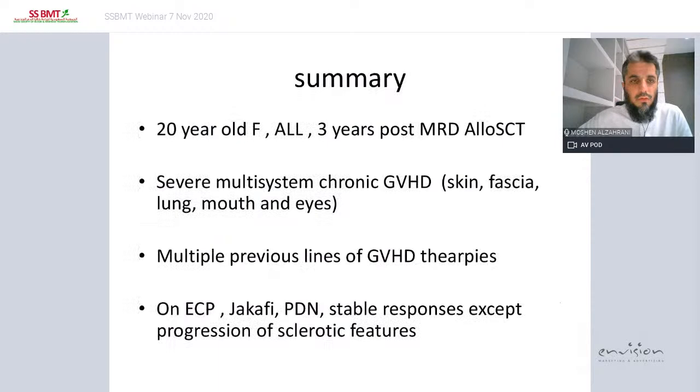So in summary, this is a 20-year-old female with acute lymphoblastic leukemia, 3 years post matched related allogeneic transplant. She has severe multi-system chronic GVHD of the skin, fascia, lung, mouth, and eyes, with multiple previous lines of GVHD therapies. She's on ECP, Jakafi, and prednisone, with stable responses except progression of the sclerotic features. So my question here, Prof. Ruprecht, is that you may see these cases rarely, with multi-organ involvement and hard to respond to available agents. So now for this patient, what do you recommend?